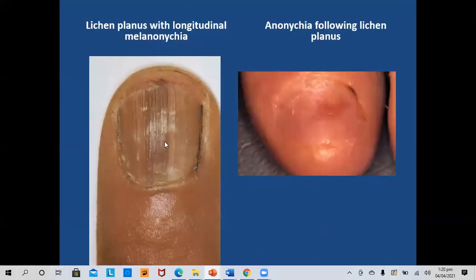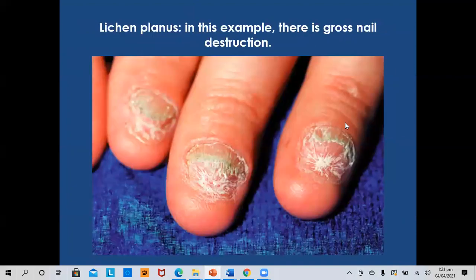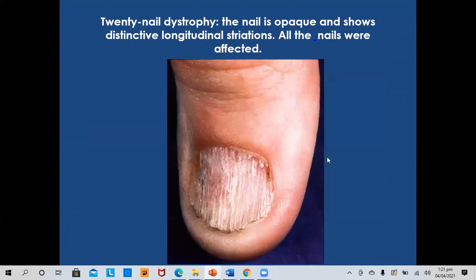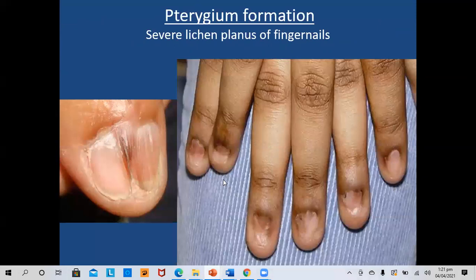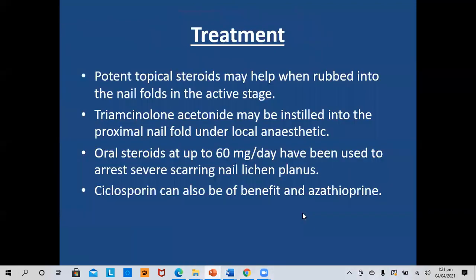You can see the longitudinal striations here and complete loss of the nail in lichen planus. And here there is no gross nail destruction and a little bit of scarring as well. Twenty nail dystrophy: as already explained, all the 20 nails are dystrophic and showing distinctive longitudinal striations. Pterygium formation by scarring of the nail bed originating from the proximal nail fold.